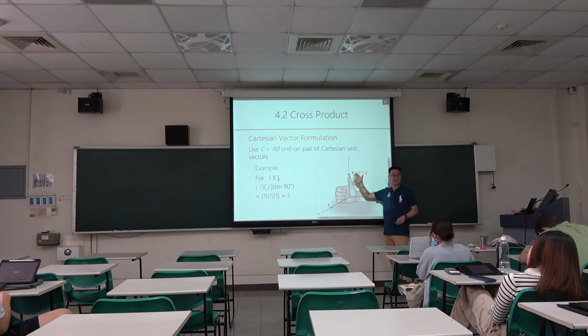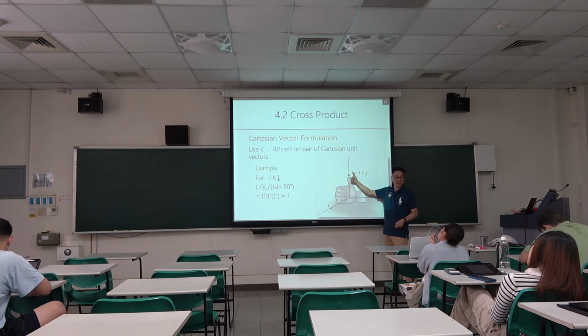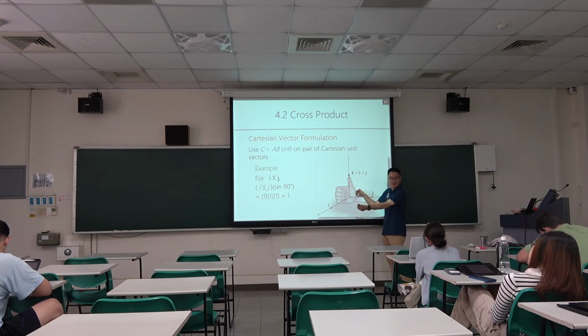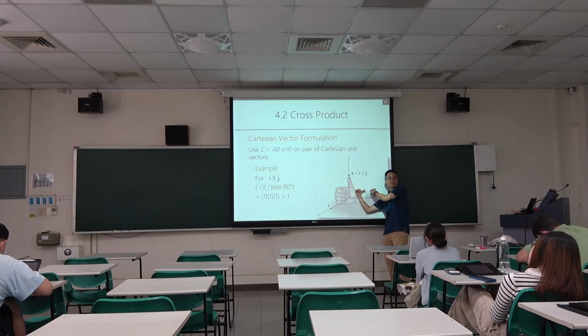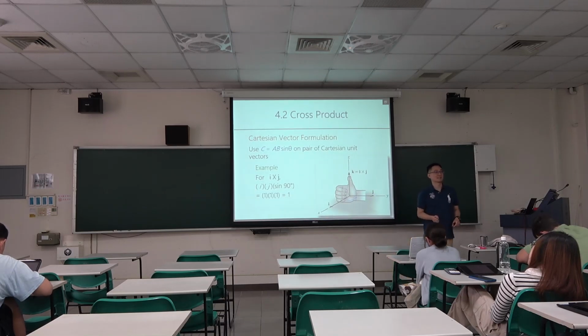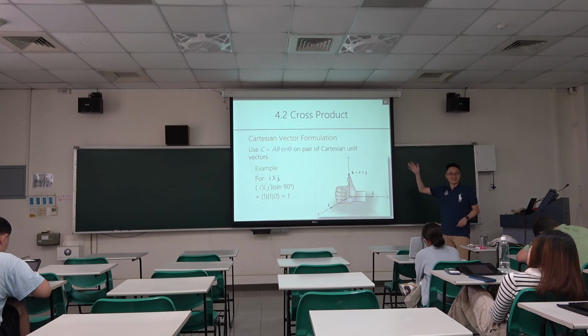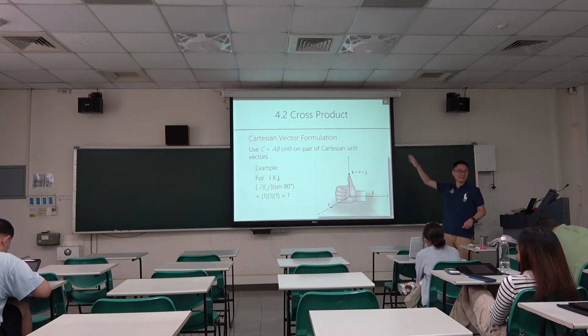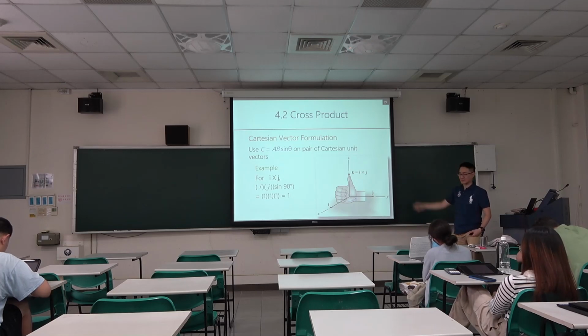Positive still uses the right hand. So how do we define positive direction? i cross j, positive k. j cross k, positive i. Then k cross i, positive j. You can practice using your hand. If you are not sure, make sure you use the right hand. That's more important. So that's how we define positive axis, and that's the reason we use the right hand rule.